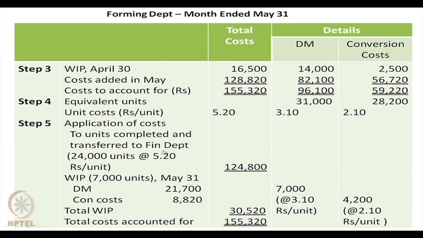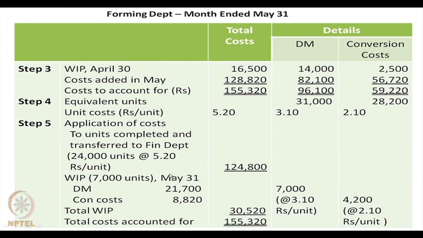Now, we know that for those that have completed, the unit cost is 5 rupees 20 paise, and 24,000 units have been produced and transferred in May to the finishing department. Therefore, the product of this will be the cost that will be debited to the finishing department and credited to the WIP of the forming department at the end of May.